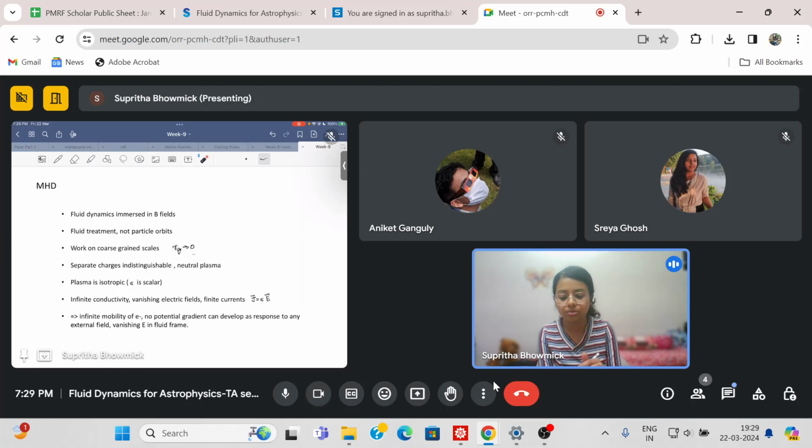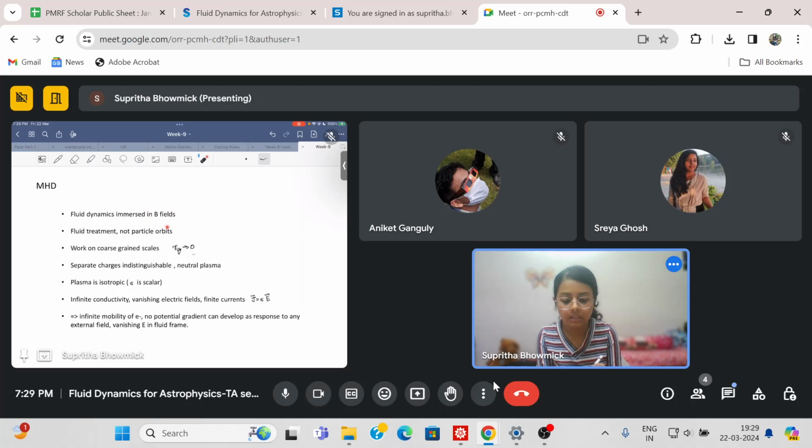All of that holds true. All of those discussions hold true for MHD, right? So remember, these are fluid treatments. We are not going to go in. We're not working with the particle picture. So there's no question of asking what the particle orbits in B fields are.